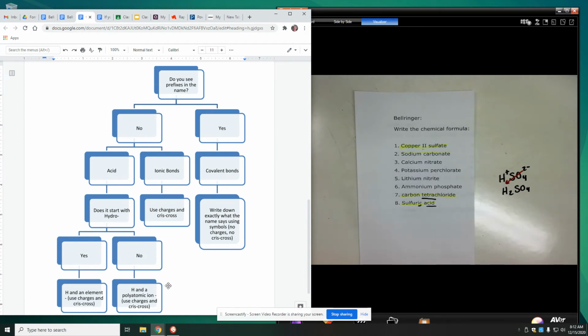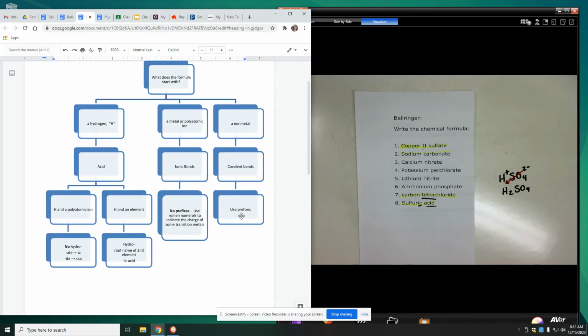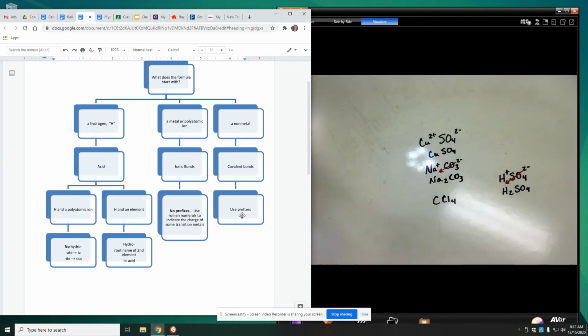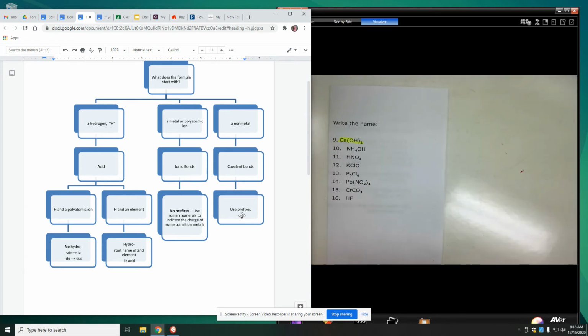Okay, so what about if we're going the other way? What if we have a formula and want to name it? Well, we have a flow chart for that as well. Let's do this one here. All right, so what does the formula start with? And that's your key here on knowing how to name it. So it doesn't start with a hydrogen. Calcium, yeah, is a metal. So that's the one I'm going to go with here.